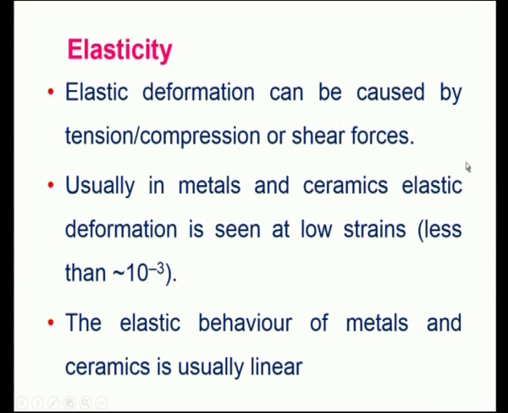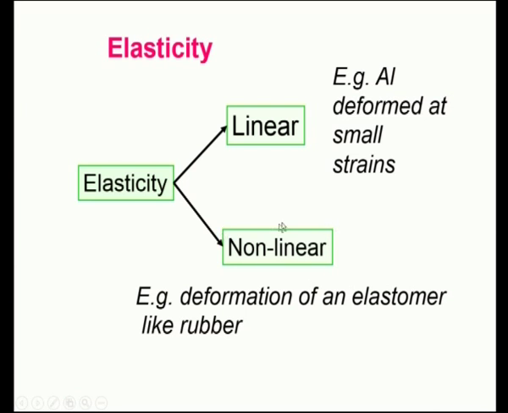Usually in metals and ceramics, elastic deformation is seen at low strains, that is, in the order of 10⁻³. The elastic behavior of metals and ceramics is usually linear. The curve is linear because of the low strain rate. Elasticity could also be non-linear, which is observed in elastomers or in polymers. So, for example, a linear deformation takes place in aluminum when it is deformed at very small strain, whereas for an elastomer or a polymer or a rubber, the deformation is non-linear.